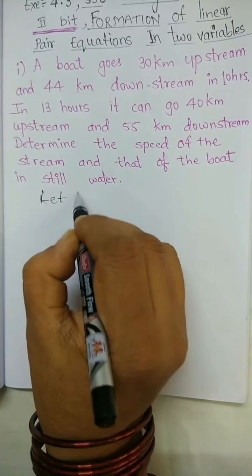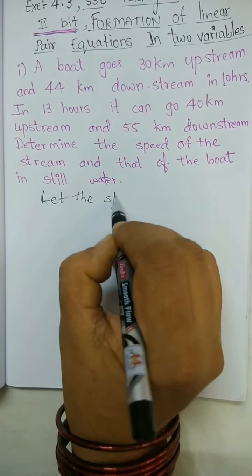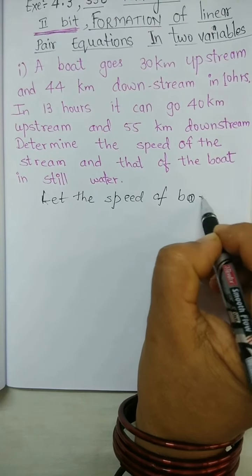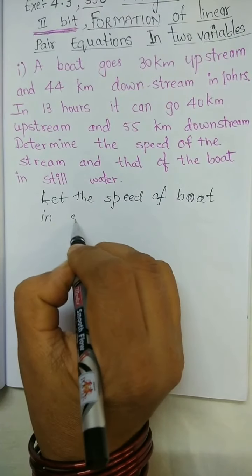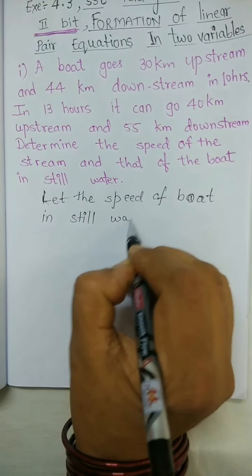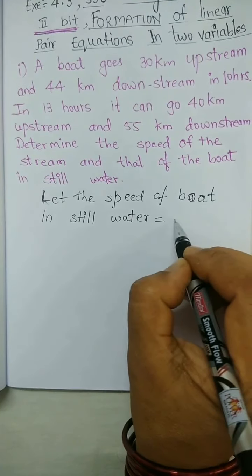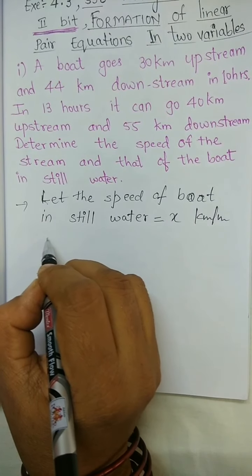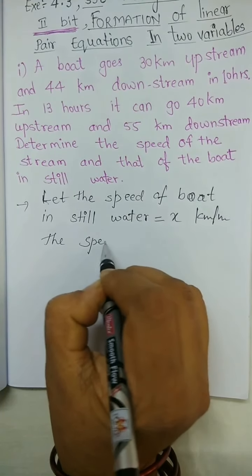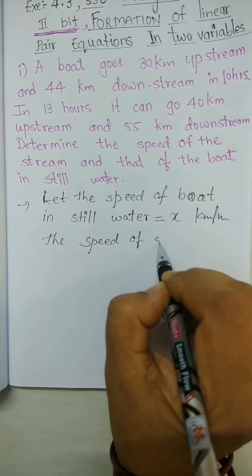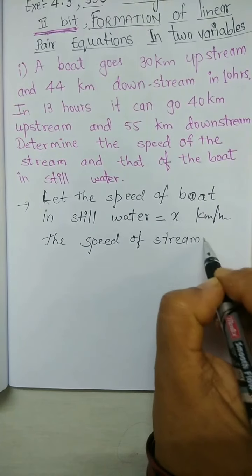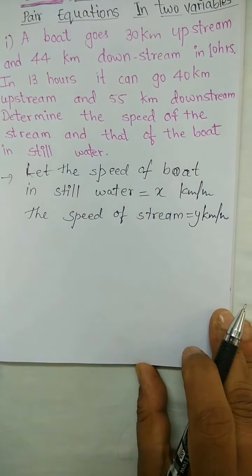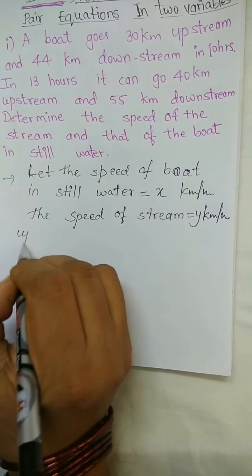Let the speed of boat in still water be x kilometer per hour, and the speed of stream be y kilometer per hour.